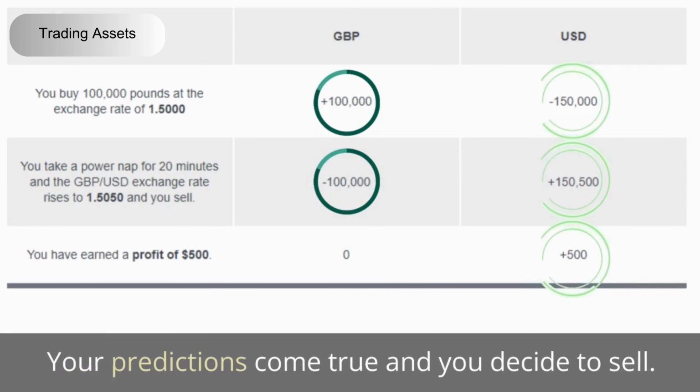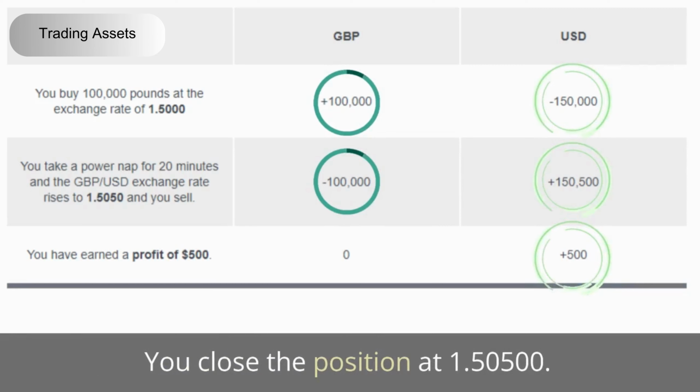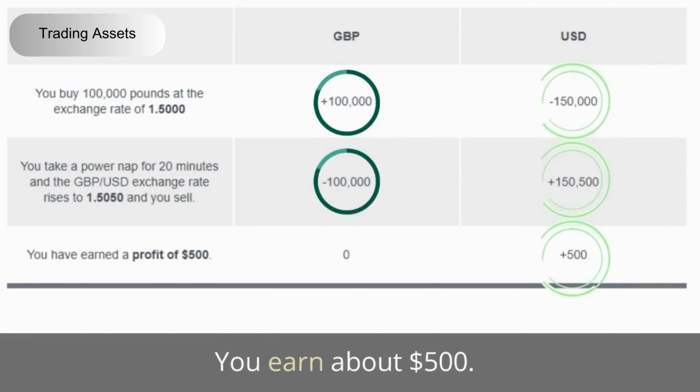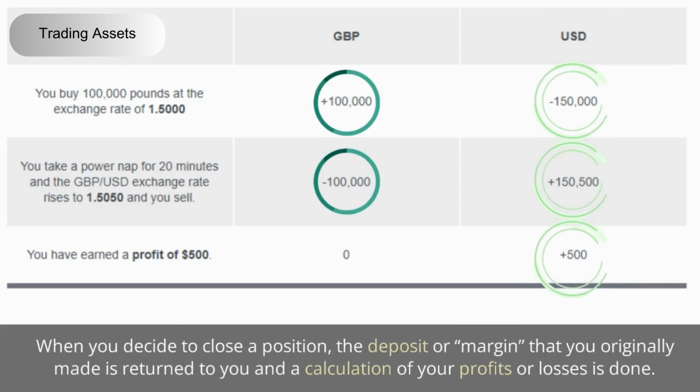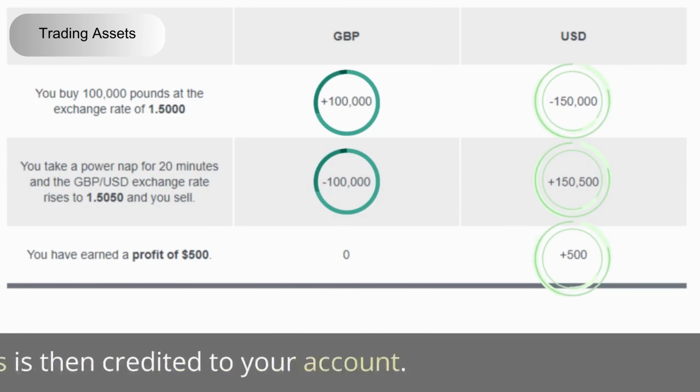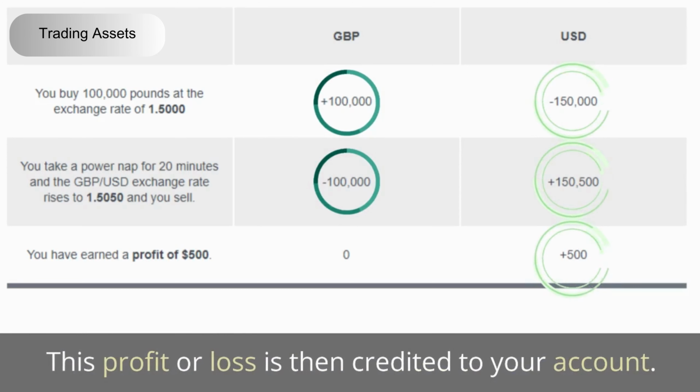Your predictions come true and you decide to sell. You close the position at 1.50500. You earn about $500. When you decide to close a position, the deposit or margin that you originally made is returned to you and a calculation of your profits or losses is done. This profit or loss is then credited to your account.